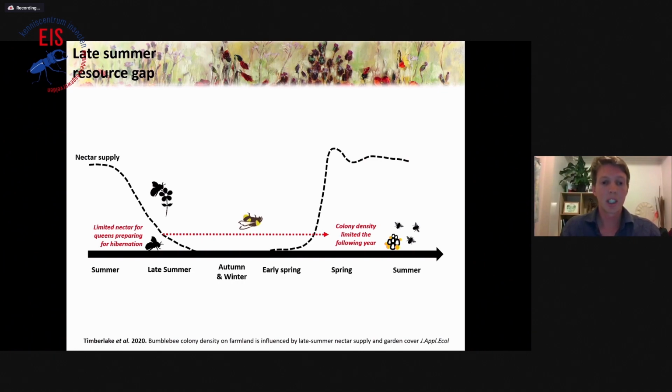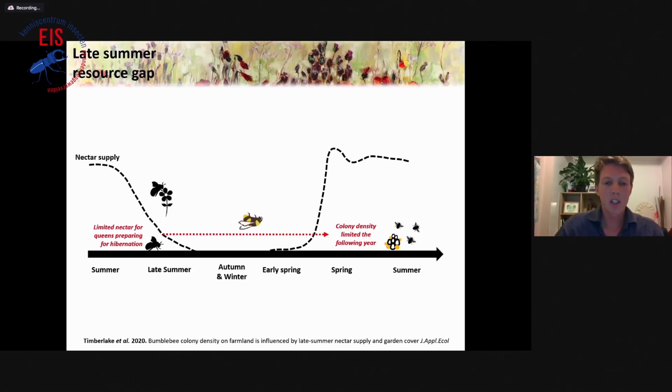And so it seems that those limited resources are potentially limiting the quality in which those queens go into hibernation and reducing their survival over the winter, and therefore reducing the colony establishment and colony density the following year. So this seems to be what's occurring, and it's quite an interesting pattern where we're seeing floral resources in one year impacting colony density the following year.